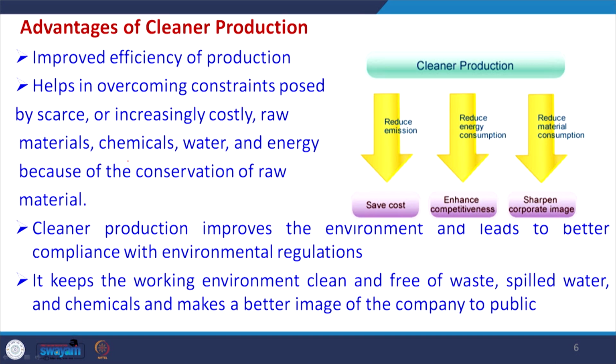The advantages of cleaner production are improved efficiency, because we are trying to see that the raw material goes basically to the product side. So, we have more efficiency, and it helps in overcoming constraints posed by scarce or increasingly costly raw materials. So, we try to see whether we can use a raw material which is cheaper in nature and abundantly available, so that we can have more material and the cost will also be minimized. The chemicals, water and energy are also minimized because of the conservation of raw material.